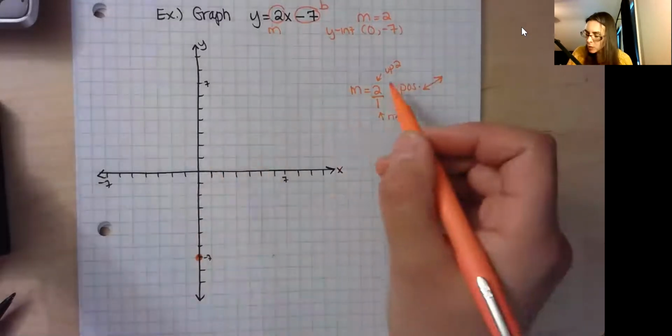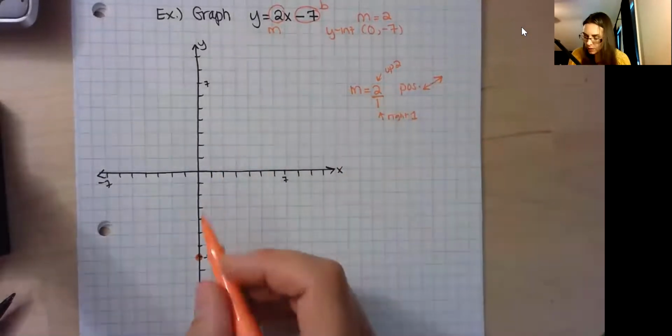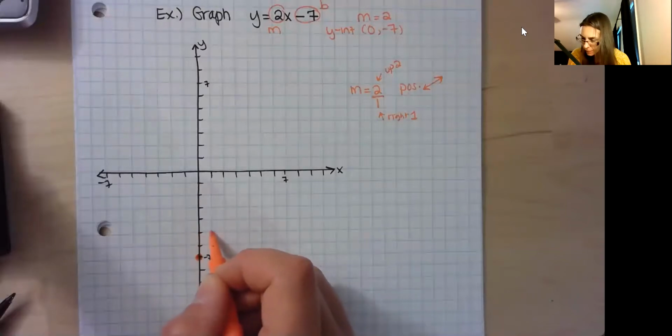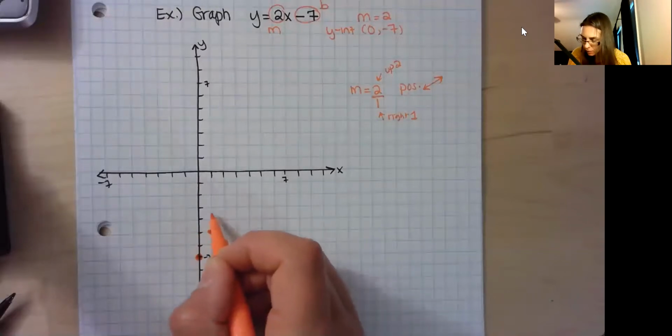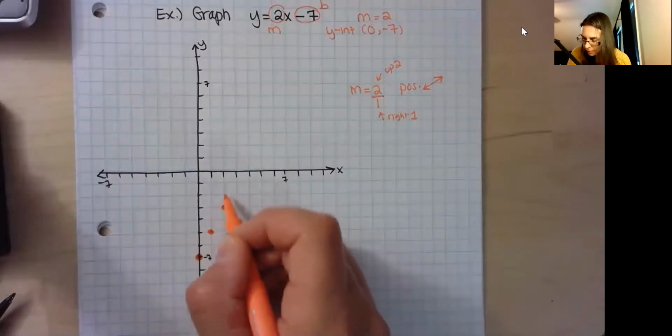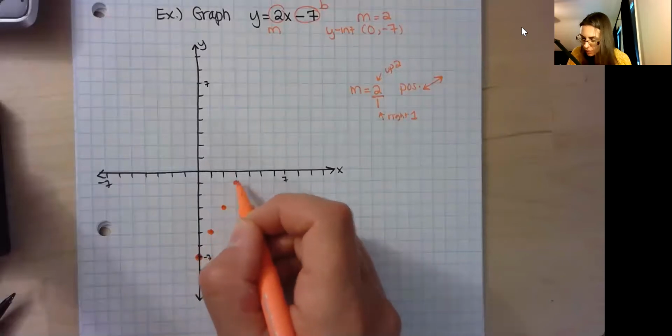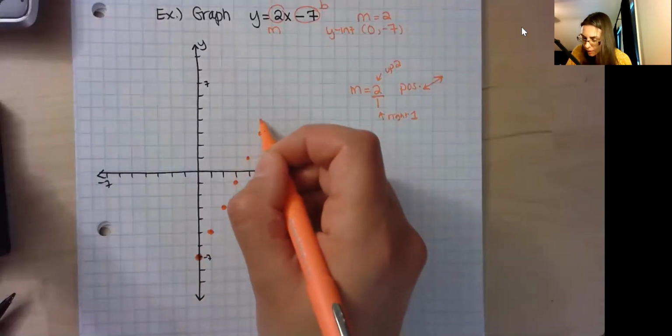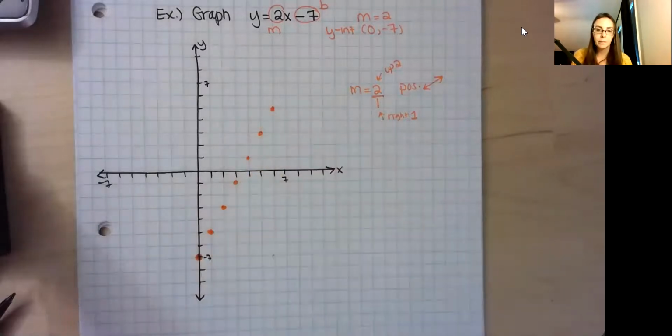So I start here, I go up 2, and to the right 1. Up 2, right 1, up 2. I can do this for as long as I want to. I can keep doing this forever if I want. I obviously don't need this many points, but you kind of get the idea.